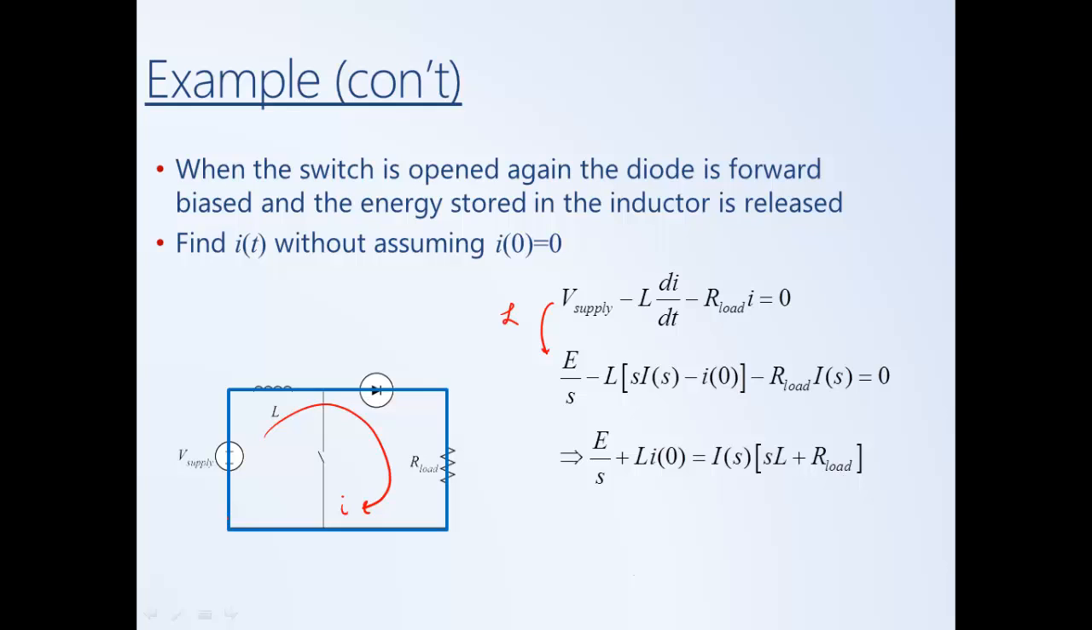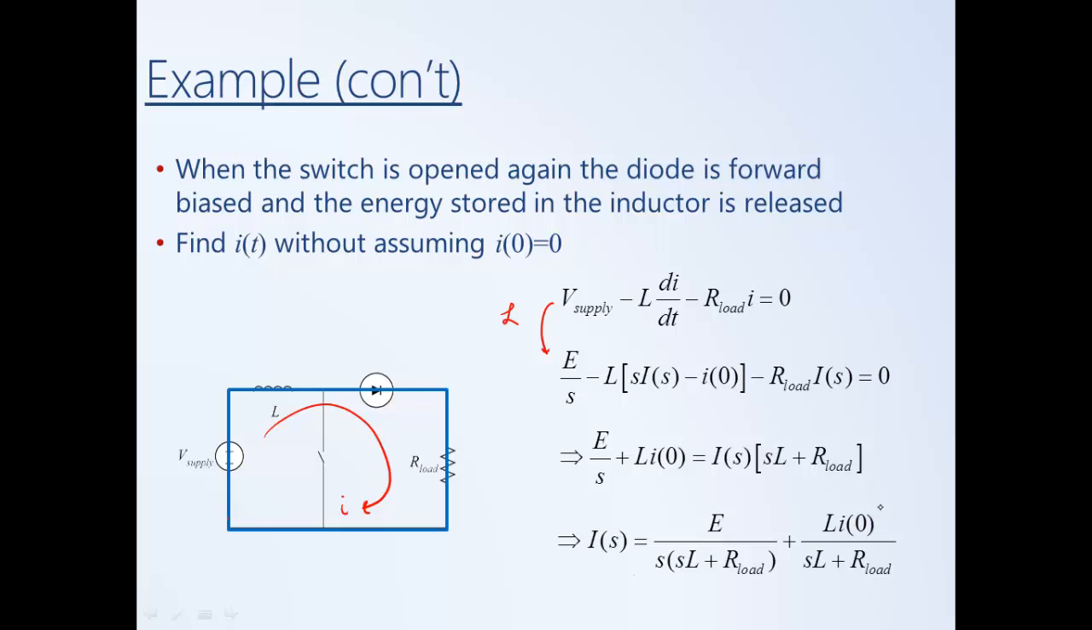And then to finish solving for I of s, we simply divide through by the quantity S times L plus R load. And that gives us this expression for I of s. Once we have I of s, the last step is then to take the inverse Laplace transform.